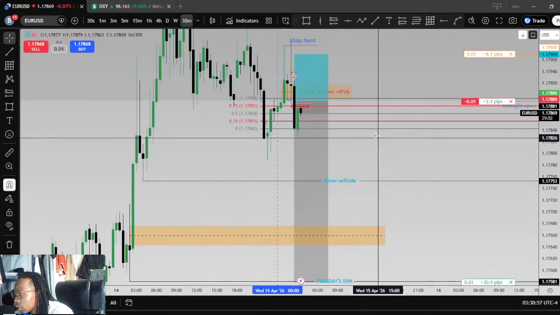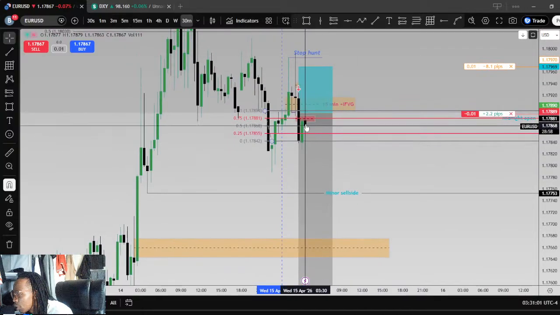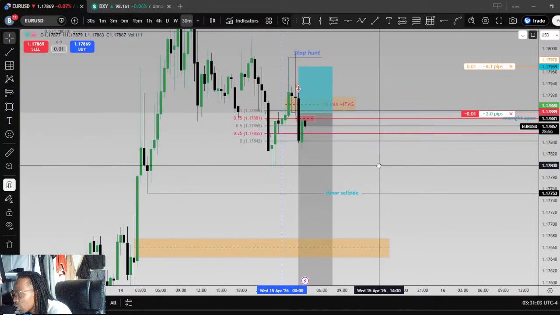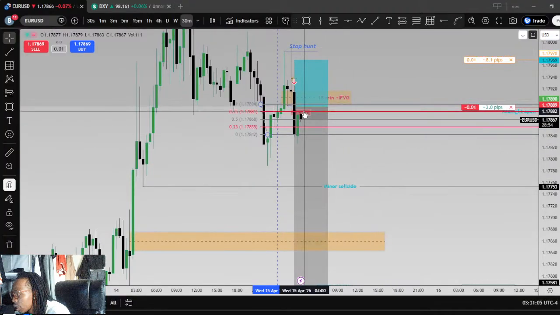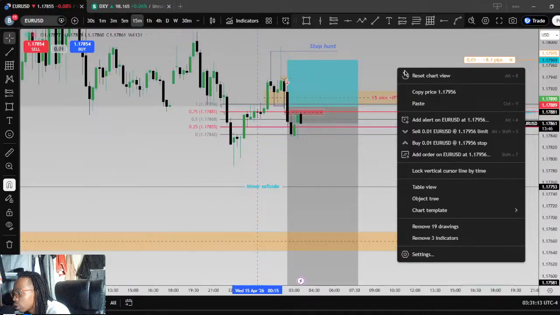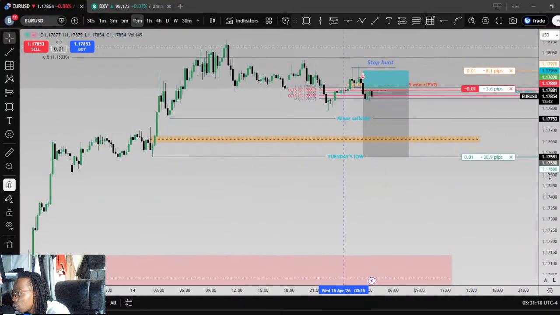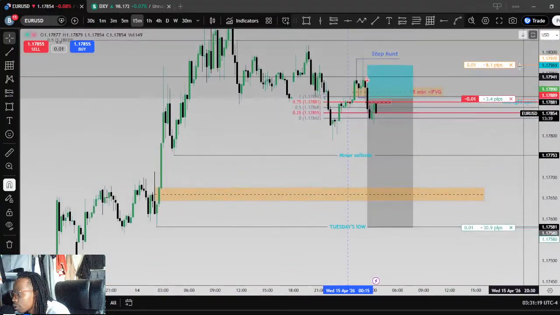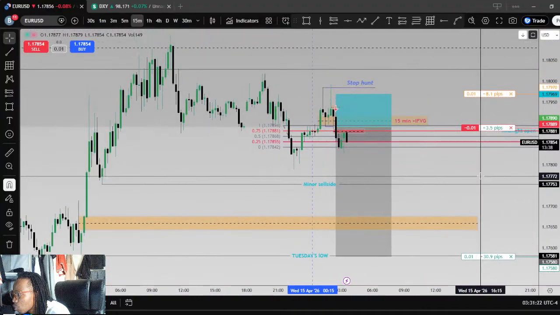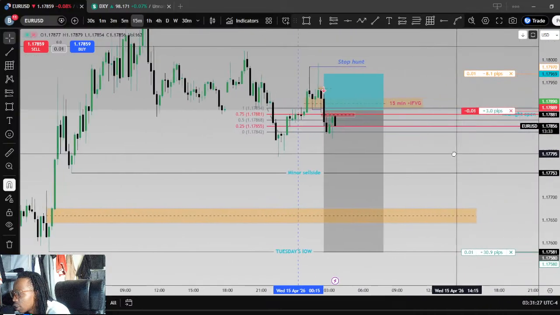So look, you can see still price, even though we closed above consequent encroachment, we are looking for that upper quadrant to support price. So going on a lower time frame, what do we see? We're just doing still live tape reading on it.